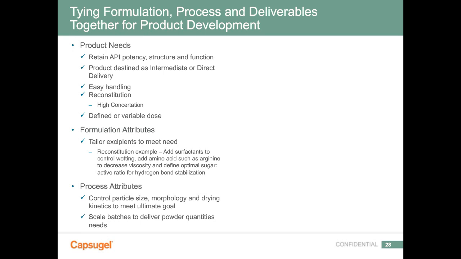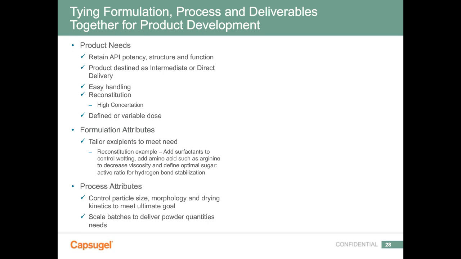In each case, though, we want to take the holistic approach of really understanding what the product needs, what kind of structure and function we have. Is this going to be an intermediate profile, direct delivery of the material? Do we need high reconstitution? Can it be low reconstitution? Do we need a bulky matrix, things like that. So we're understanding what the product needs, then pushing that to a formulation to help support those product needs.